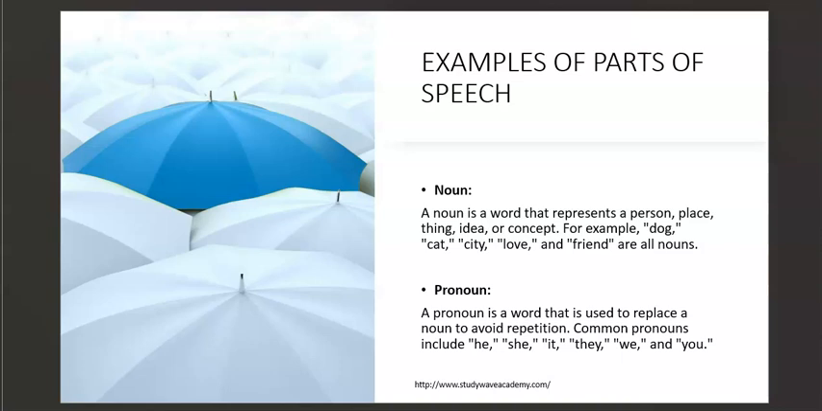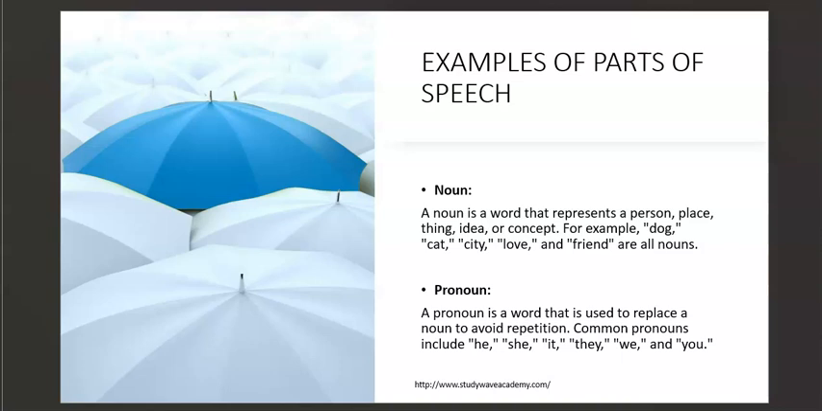So basically a noun is just a word that represents a person, a place, a thing, an idea, or a concept. So a noun in general is a naming word. Okay, class? A noun is a naming word. That's the simple term there. All this is just further explanation to what I'm saying. But just know a noun is a naming word.